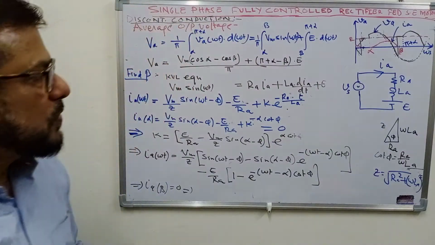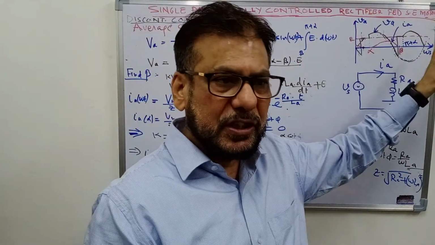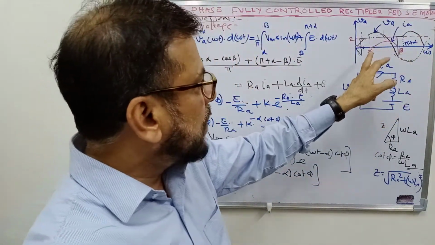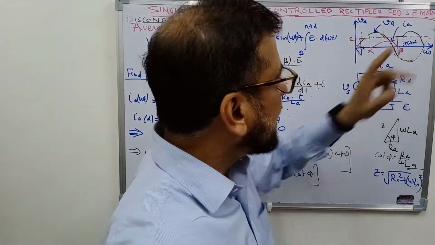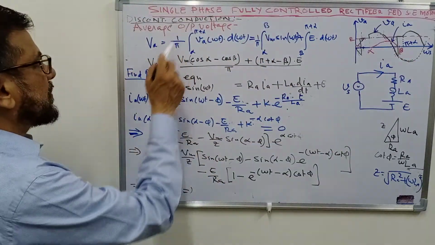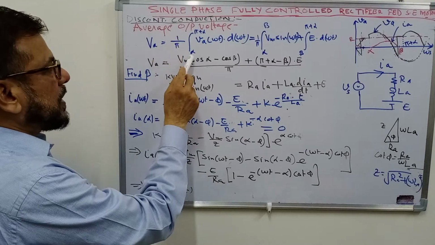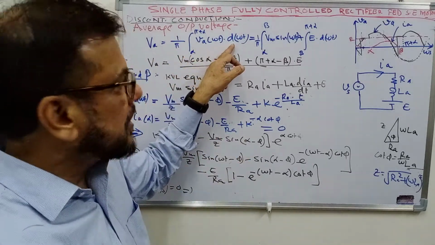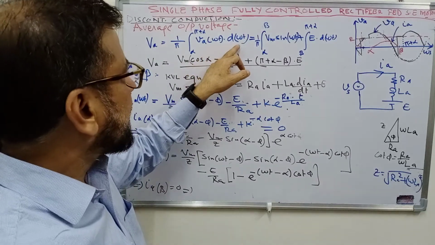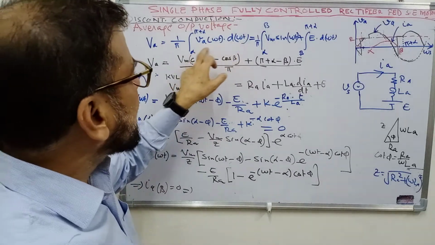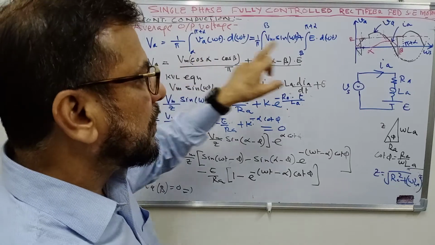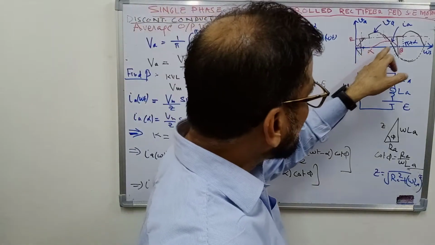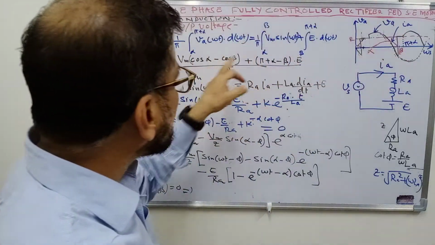If you want to find the average value of output voltage in this case, you have to integrate from alpha to pi plus alpha again. So the average output voltage in this case will be equal to 1 upon pi, integral from alpha to pi plus alpha, during this interval the voltage is VA d omega t. Now this VA has different values for different intervals. From alpha to beta, VA is equal to Vm sin omega t.